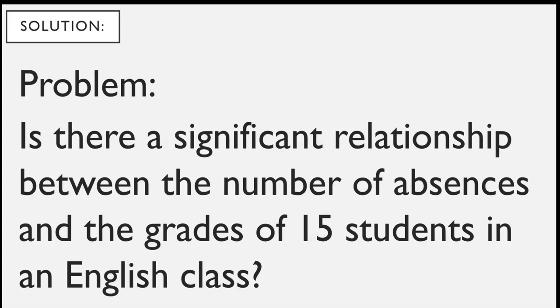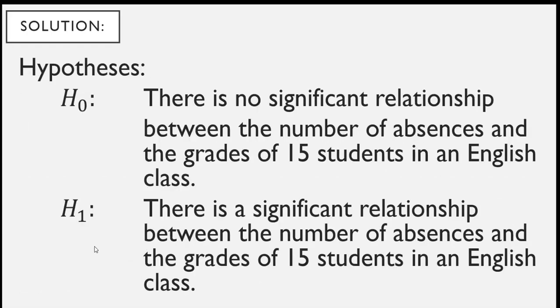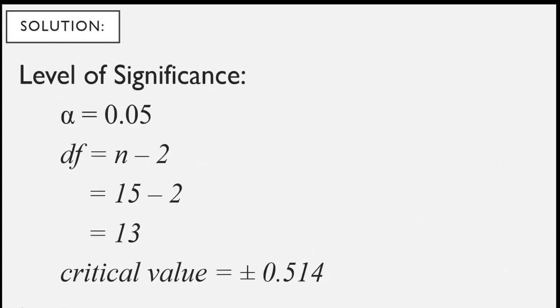The problem in this study is we want to know if there is a significant relationship between the number of absences and the grades of 15 students in an English class. For the hypothesis, the null hypothesis states that there is no significant relationship between the number of absences and the grades of 15 students in an English class. The alternative hypothesis states that there is a significant relationship between the number of absences and the grades of 15 students in an English class. Here we're going to solve for the value of our correlation coefficient for us to be able to know which hypothesis we should accept and which one we should reject.